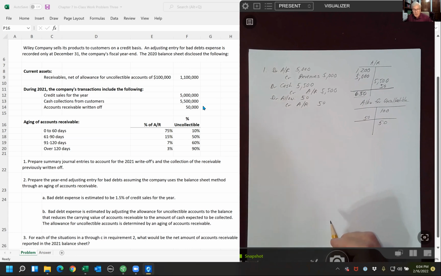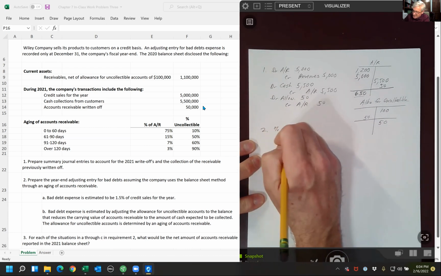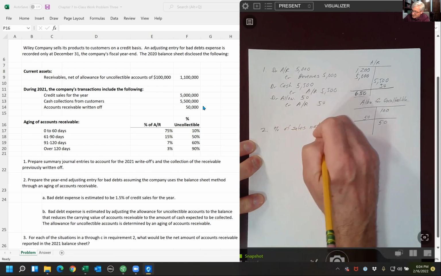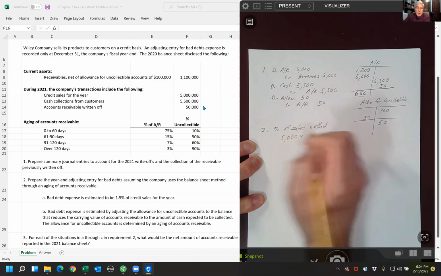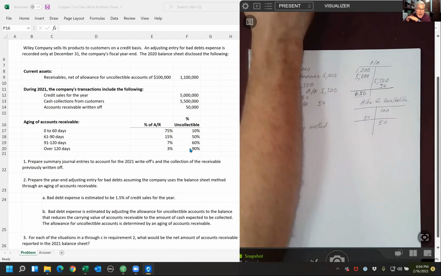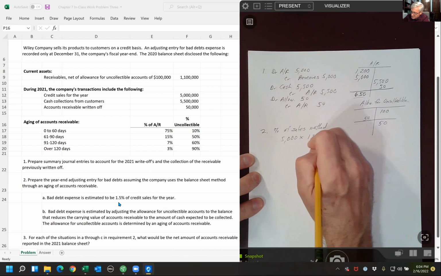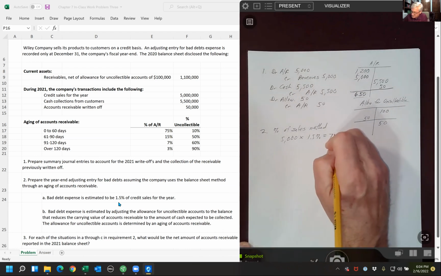What's our adjusting entry? We're looking at bad debts. Again, number 2, easy. Percent of sales. I hope you have some multiple choice on this. Percent of sales method. Okay, 5 million in revenues times what percent of sales? Bad debt expense is estimated at 1.5%. That's 75,000.